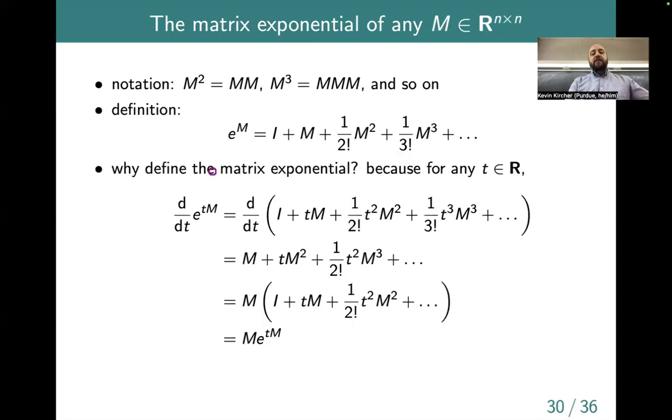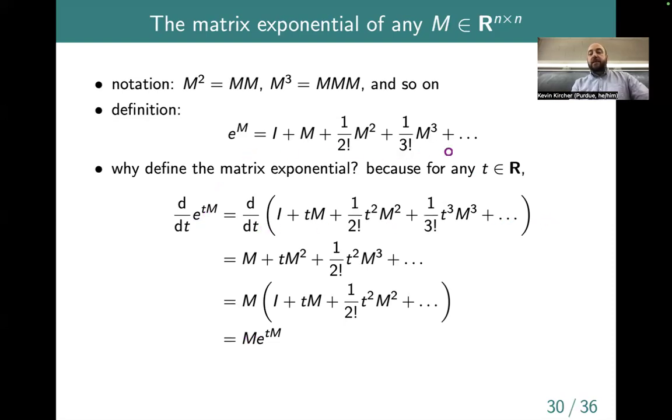Okay, so basically the reason that we define this object, the matrix exponential, is because it has this nice property, which looks like a property of the exponential function for scalars, right? That if we take the derivative of e to the tM, we get back just M times e to the tM. And I'll walk through real quick how we can show that.